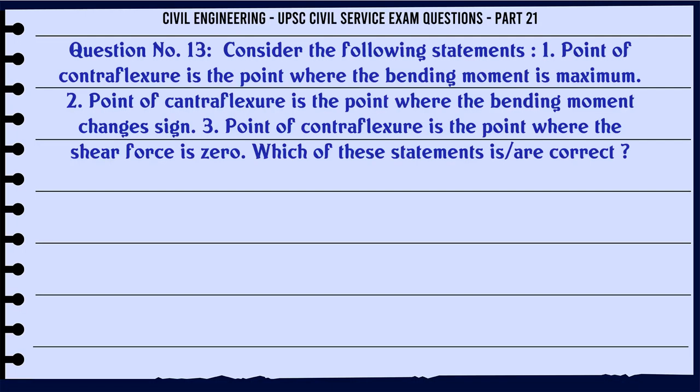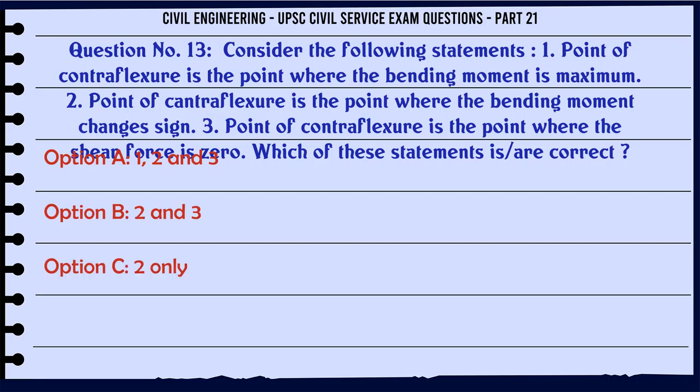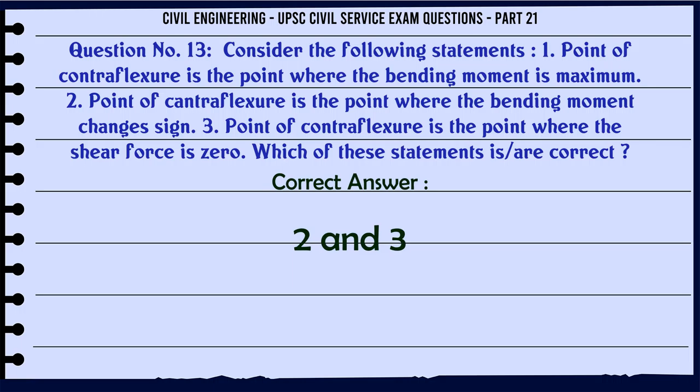Consider the following statements. 1. Point of contraflexure is the point where the bending moment is maximum. 2. Point of contraflexure is the point where the bending moment changes sign. 3. Point of contraflexure is the point where the shear force is zero. Which of these statements is correct? A. 1, 2 and 3. B. 2 and 3. C. 2 only. D. 1 only. The correct answer is 2 and 3.